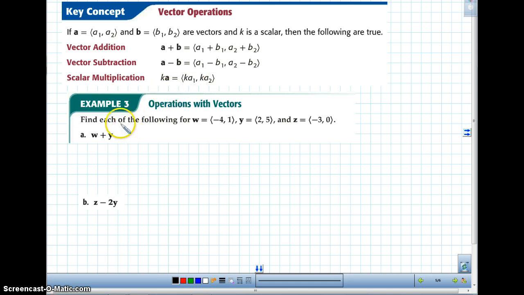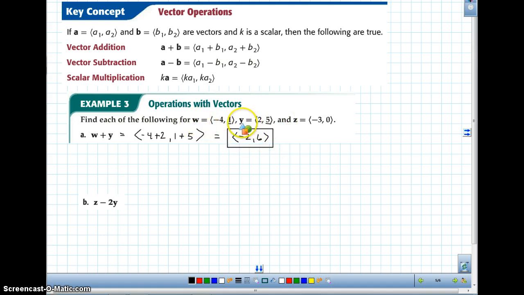So let's go ahead and jump right into the example. They give me 3 vectors all in component form. So that means that the vectors start at 0, 0 and end at -4, 1. This vector ends at 2, 5, and this vector ends at -3, 0, and all of them start at 0, 0. So if we want to add 2 vectors together, since they're already in component form, this is really easy. I'm just going to take -4 for W and add it to 2 from Y. And then I'm going to do the same thing with the y coordinates. I'm going to add 1 to 5. So my new component form, -4 plus 2 is -2, and 1 plus 5 is 6. This vector is the sum of vector W plus vector Y. If you add 2 vectors together, you should end with a vector, not a single term.